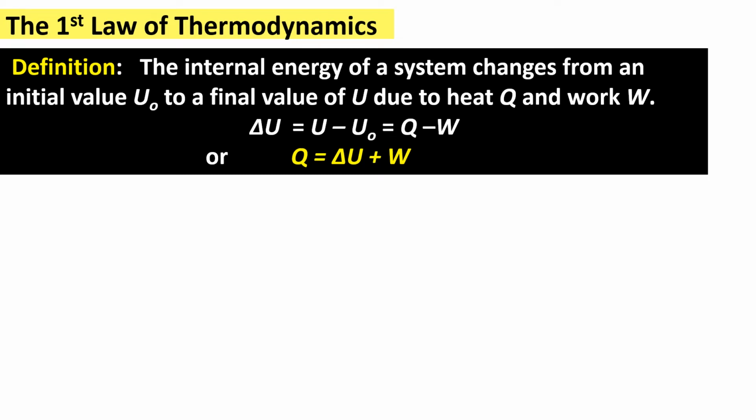So we define two parameters: the initial value of the internal energy and the final value of the internal energy. U naught stands for the initial internal energy, and U without a subscript is the final internal energy. It's quite difficult to exactly describe, much less to measure, each of these values of internal energy. But the difference, or delta U, is the one that we are more interested in.